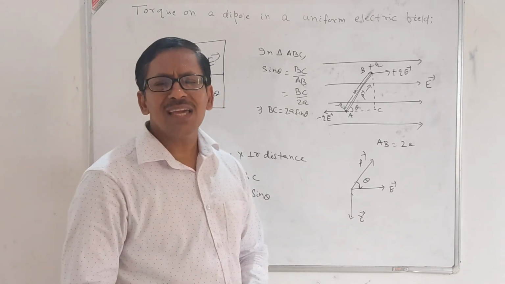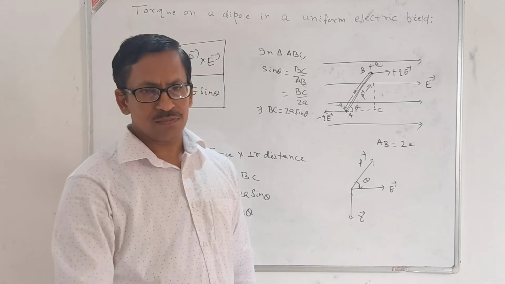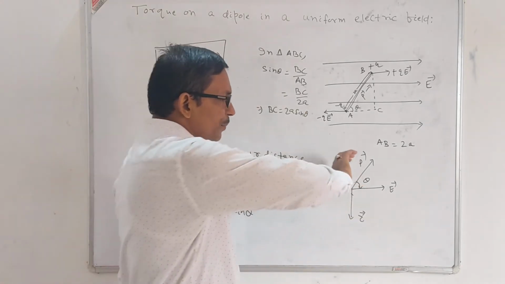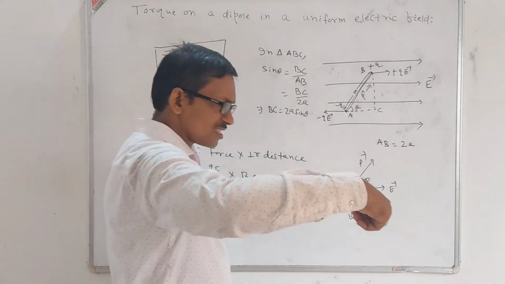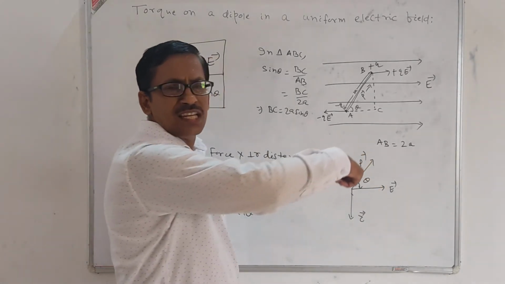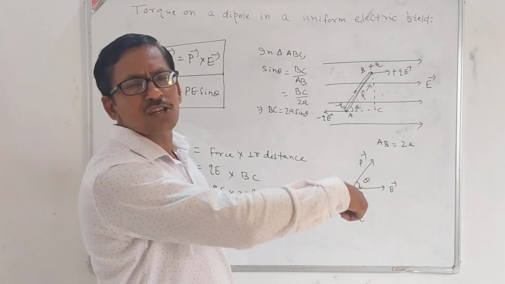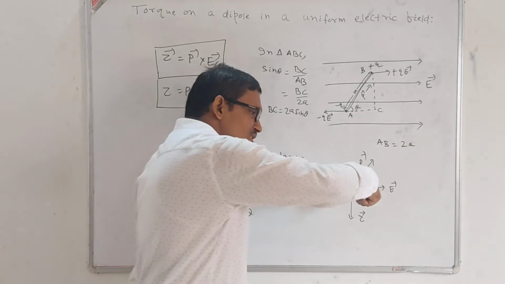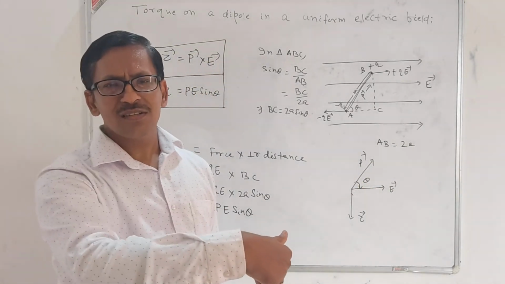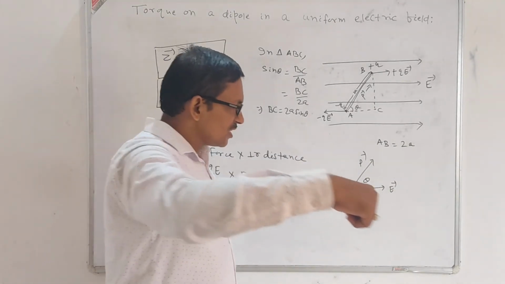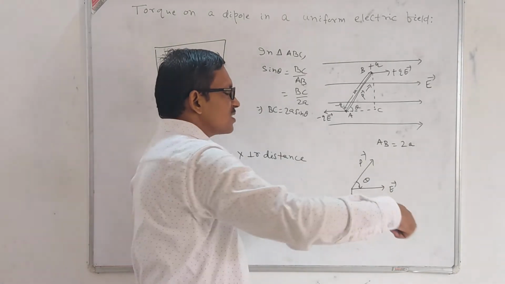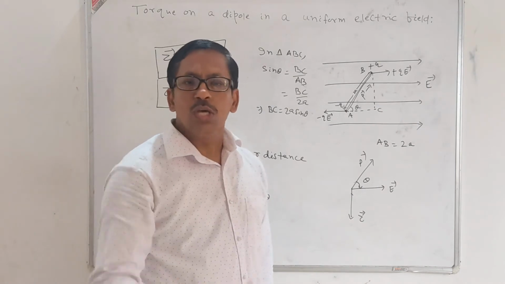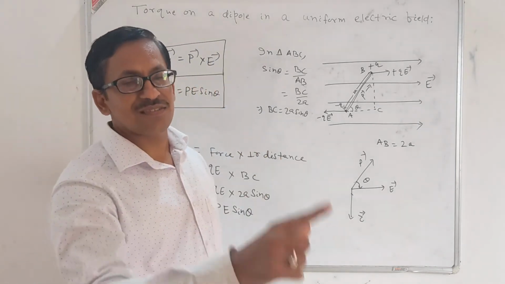Also you can apply the right hand thumb rule. If you rotate the fingers of your right hand from P to E through the smaller angle, the stretched thumb gives you the direction of P cross E, that means the torque. So now here also it is shown, it is directed into the page. So the right hand thumb rule and right hand screw rule both give the same result.